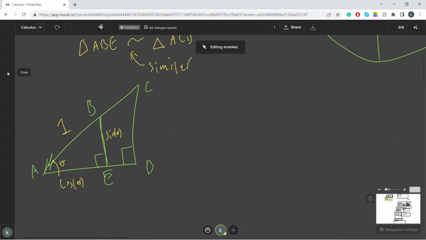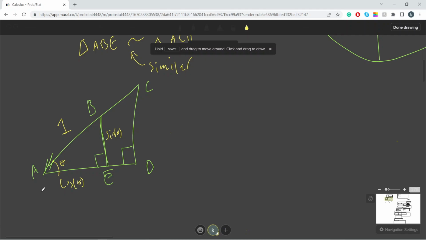And then what else can we deduce? Well, we know that this side length here has to be 1, because it's the radius of the circle. This side, AB and AD, are the radius of the unit circle. So AD has to be 1.